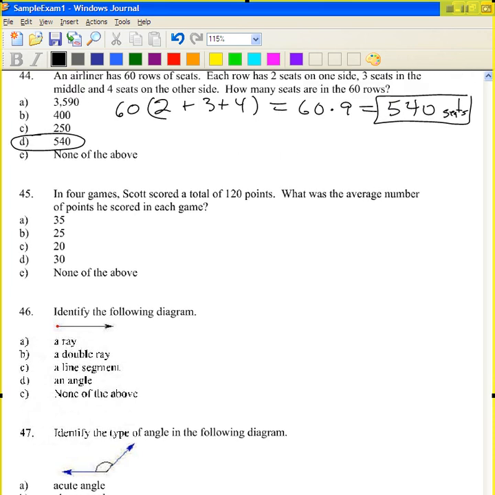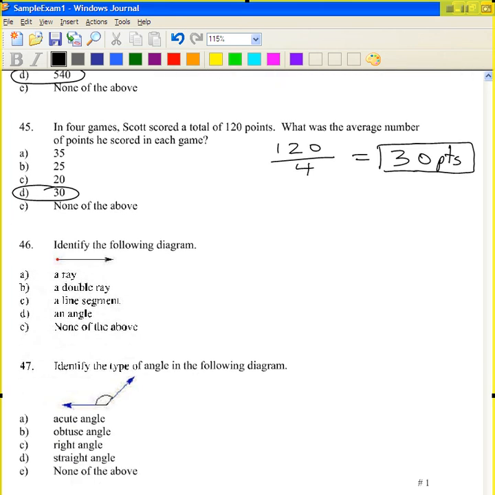In 4 games, Scott scored a total of 120 points. What was the average points he scored in each of those 4 games? And so you're going to divide by 4. 120 divided by 4 is 30 points. And so D.